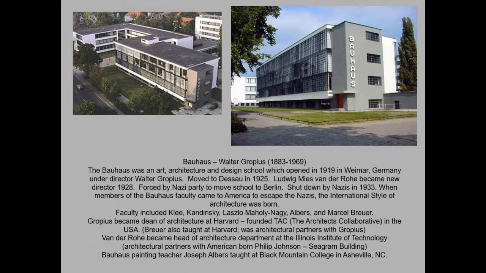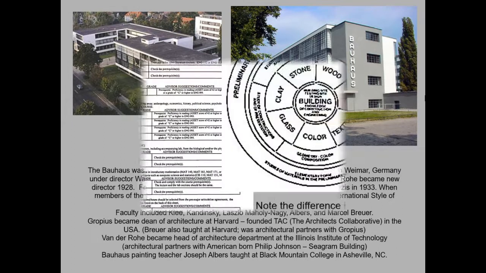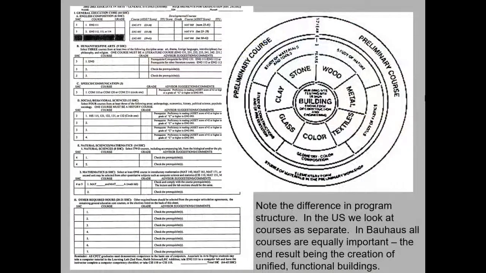Many Bauhaus teachers left Germany and came to the United States. They taught at major universities, the best architecture programs in the country, but also some of them taught here in North Carolina at Black Mountain College in Asheville. Josef Albers, the painting teacher in particular, came to us to teach these new modern ideas. I wanted you to just see an example of the difference in attitude and our style of education today.